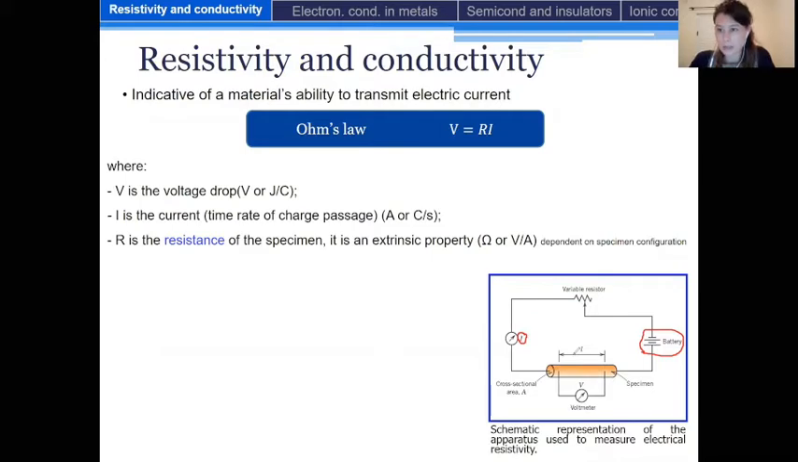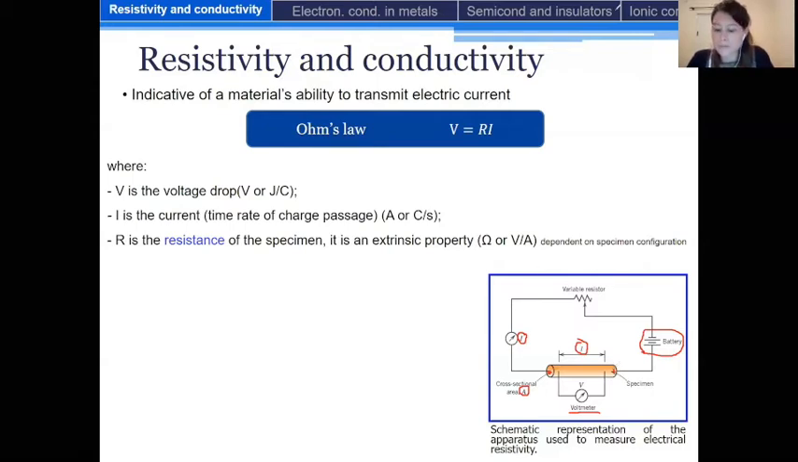Then we are going to place a specimen of a material from which we want to know the electrical properties. This specimen has a specific dimension. It has a length, L, and a cross-sectional area, A. And we are going to use a voltmeter in order to measure the voltage drop between this point and that point of the specimen that are separated by the length L.